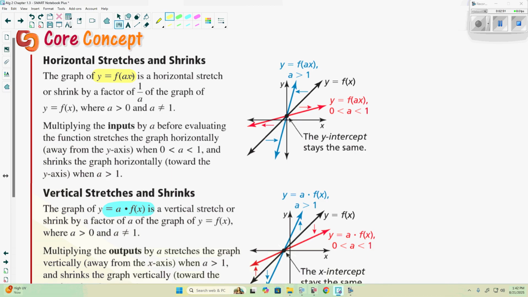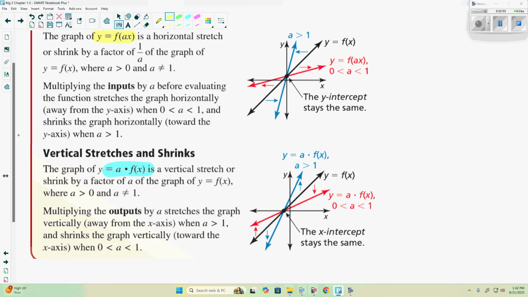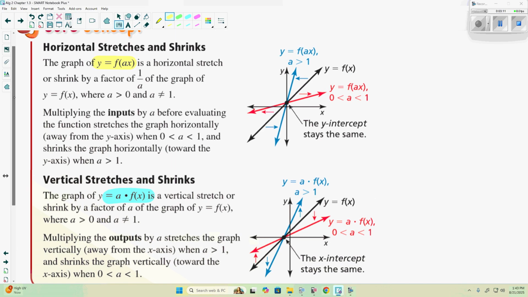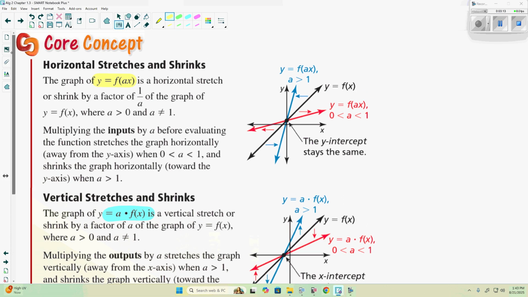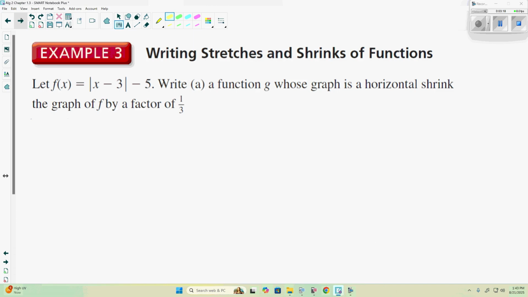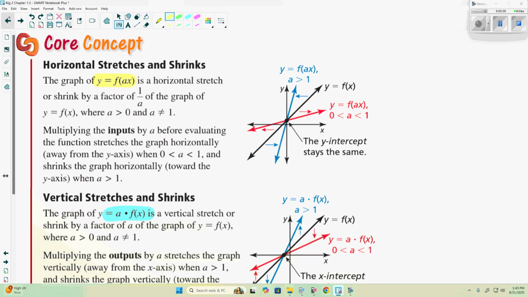Now what they're saying is that before a, so multiplying the inputs by a before evaluating the function stretches the graph horizontally, where 0 is less than a is less than 1, and shrinks the graph horizontally towards the y-axis when a is greater than 1. So when they give us the amount, they say that it's going to be here a horizontal shrink of 1/3. So they're saying that we're shrinking the graph horizontally by 1/3.